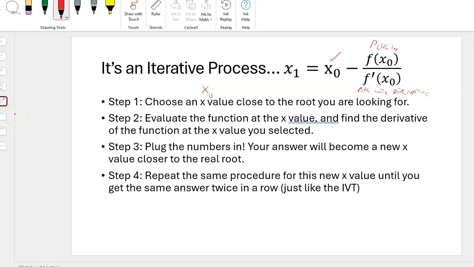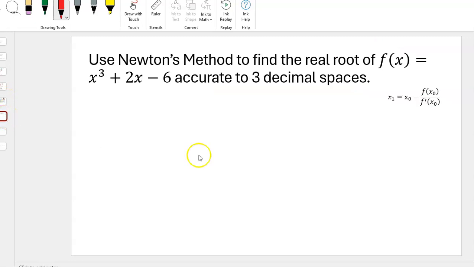And what we're going to do is repeat the same procedure for this new x value until I get the same answer twice in a row. If I get the same answer twice in a row, that means I've arrived at the answer I'm interested in. So let's see how this works. Use Newton's method to find the real root of this function accurate to 3 decimal spaces.